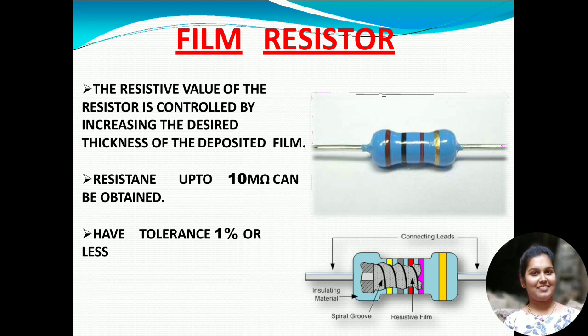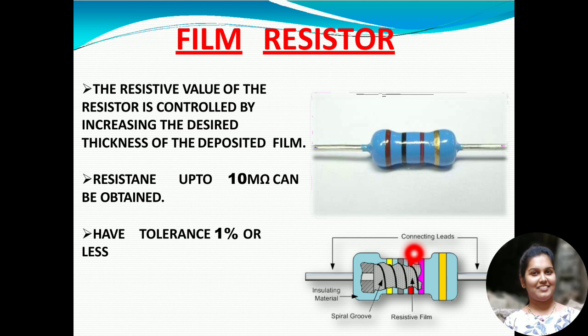Next one is film resistors. These kinds of resistors also come under the category of fixed resistors, and these are also the most commonly used resistors in electronic circuits. Coming to the features of the film resistors, the resistance value of the resistor is controlled by increasing the desired thickness of the deposited film.